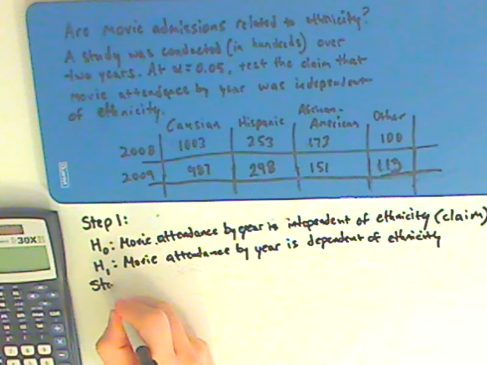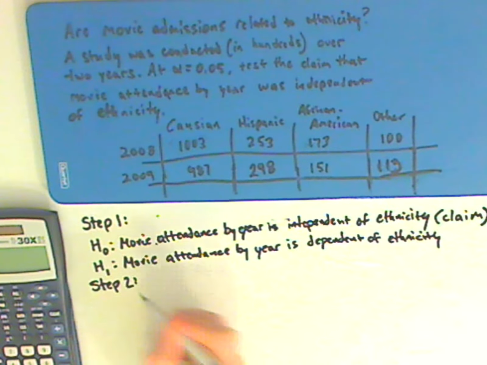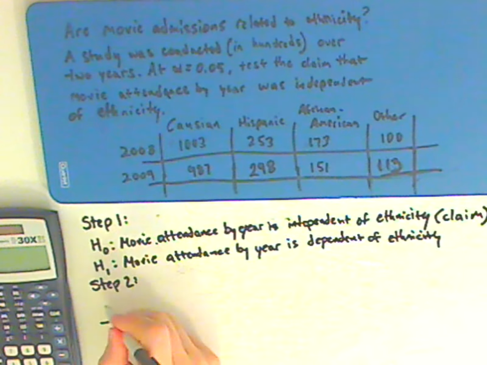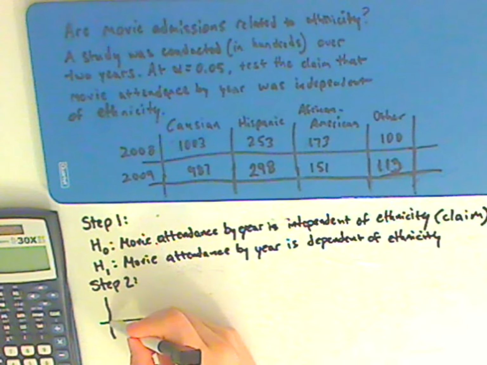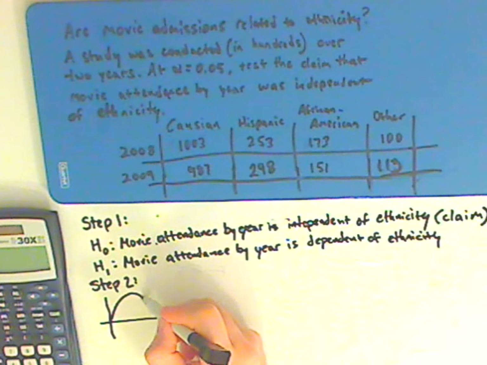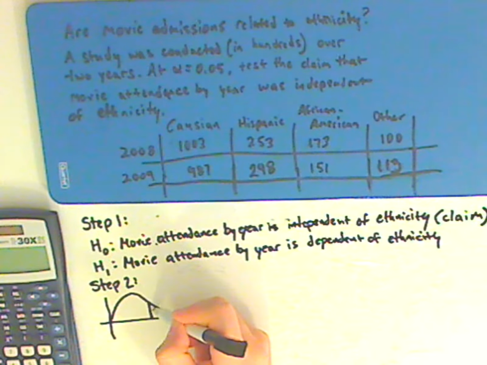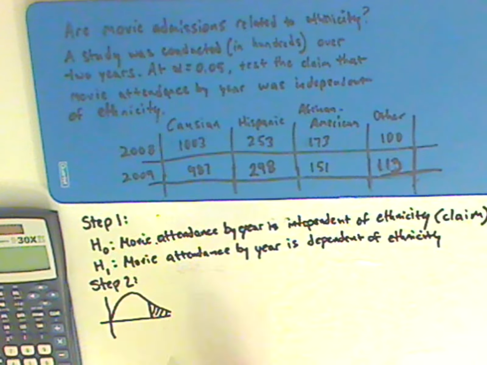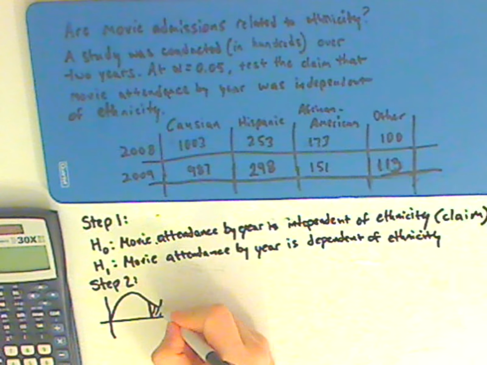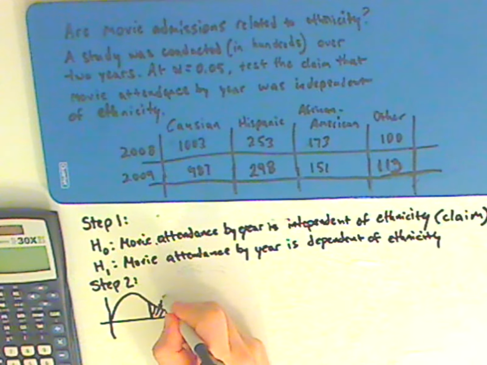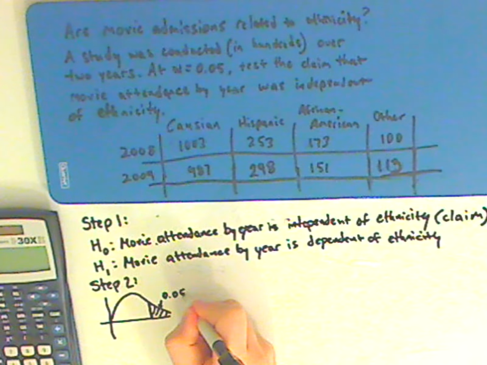Step two, you're going to have to find the critical value. Now, when you're testing independence, it's always going to be right-tailed, always. And you're going to use the chi-squared test, so that means for your critical values, you're going to use chi-squared. So this area right here is 0.05.